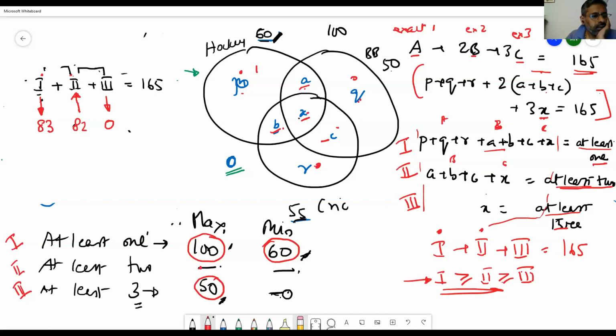Yes, sir. Right. So what does this mean? It means that how many people are exactly 2? At least 2 minus at least 3. Okay. At least 2 minus at least 3 is exactly 2. So you have 82 people in exactly 2 and 1 person who is exactly 1. Okay. 83 minus 82. So how do you draw this now? How do you draw this?